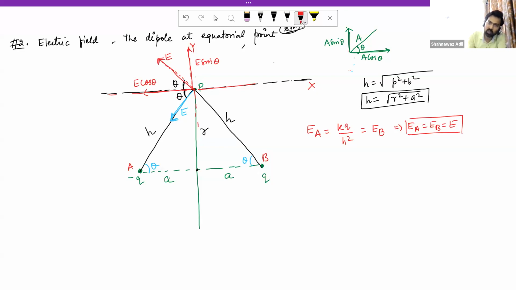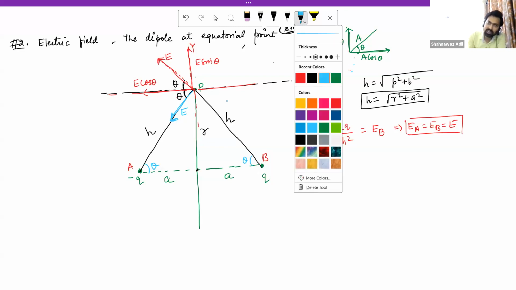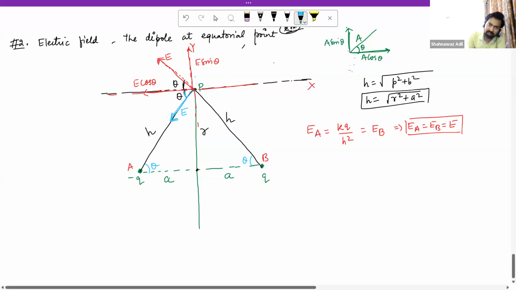Now let us come to this blue one. Blue one is making this angle theta. So what would be this component? Whatever side is making the angle theta, that is the cos component. So this would be E cos theta, again because this is making an angle theta. And the perpendicular one, this one is perpendicular, so this is E sin theta.